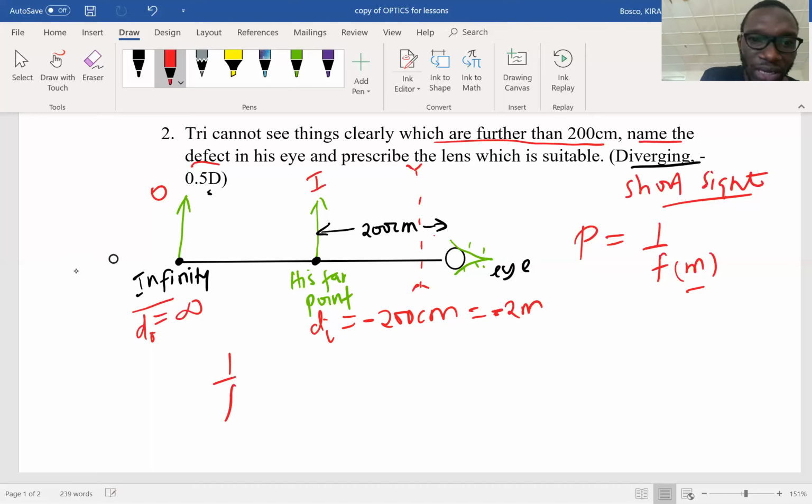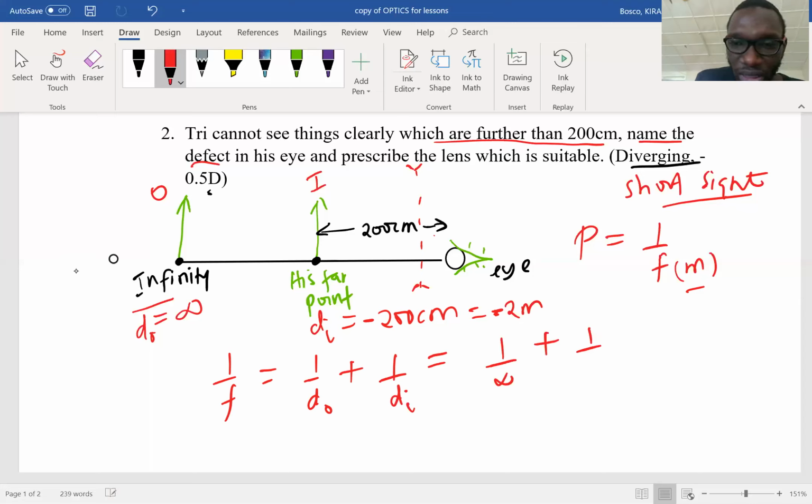We have a formula which is the lens equation: 1 over d object plus 1 over d image is equal to 1 over the focal length. 1 over d object, which is infinity, plus 1 over d image, which is negative 2. This is going to give us negative 0.5 D. Since the answer is negative, we realize that it should be a diverging lens. Focal length of a diverging lens is negative, and also the power is now negative 0.5 D.